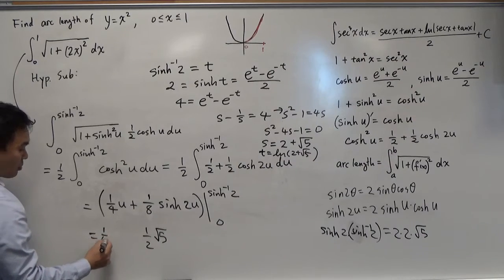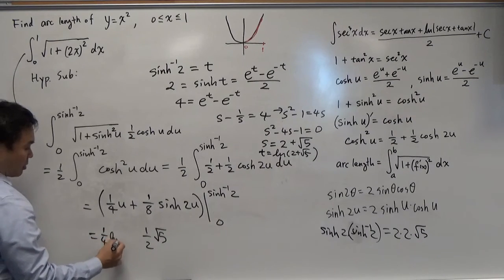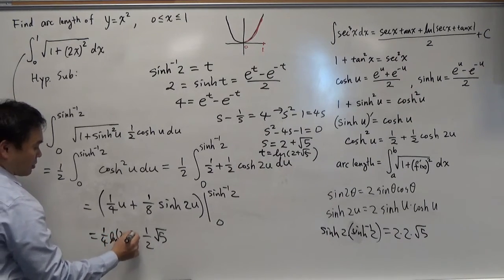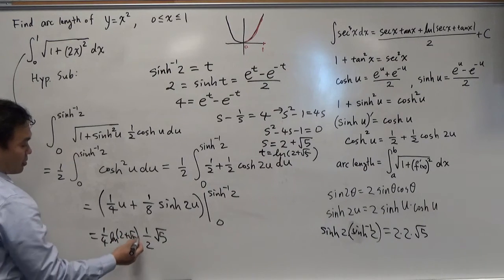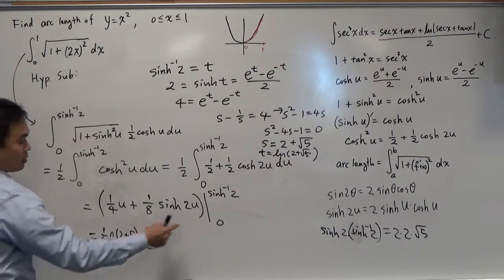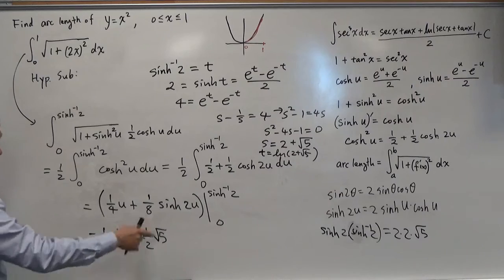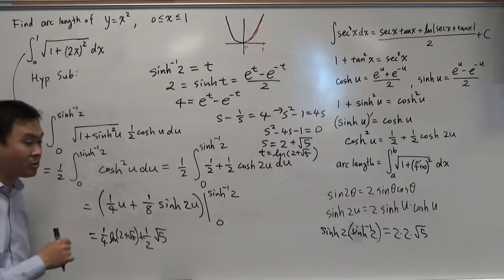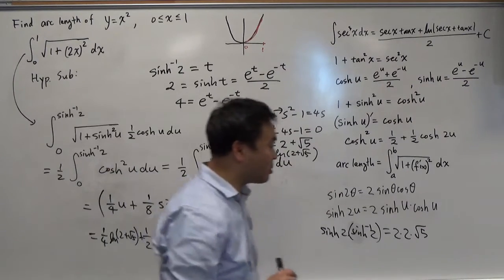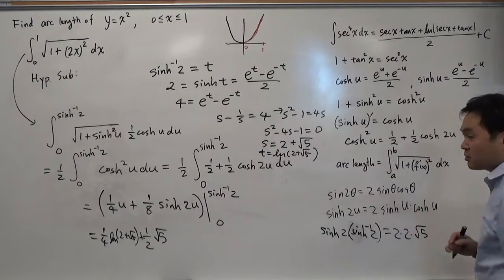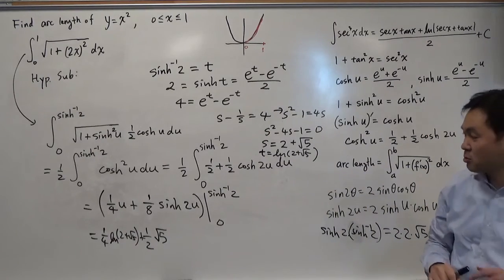So it will be 1/4 of ln of 2 plus radical 5, and then plus the first term. And when you plug in 0, both are 0, so that's another answer. Now, this looks a little bit different than what we had before, but you'll be able to show that the two things are equal.